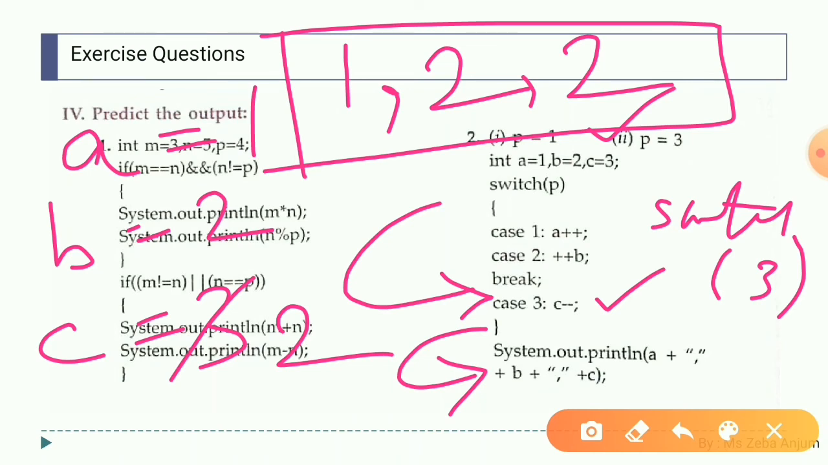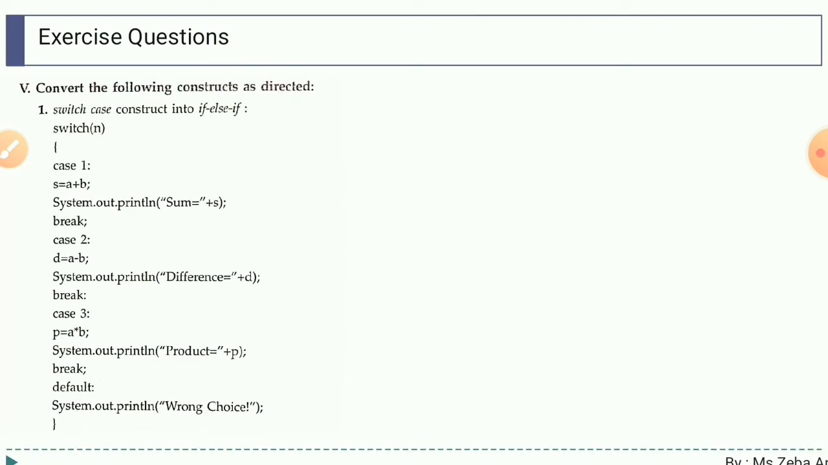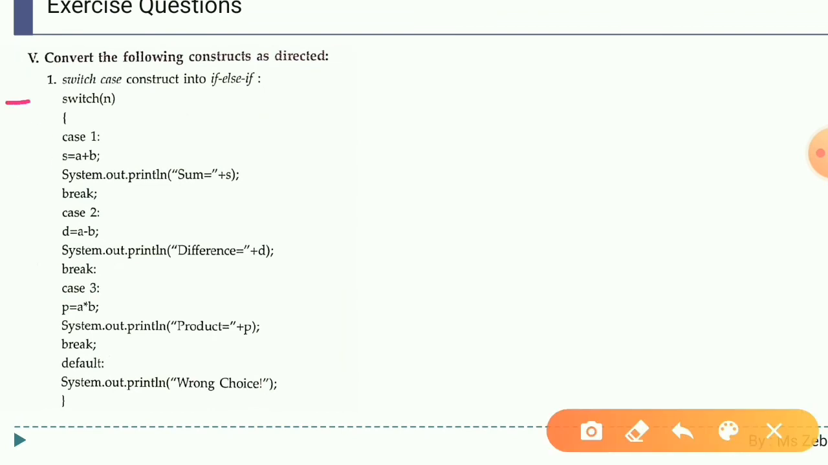Okay, now let us move forward. See now the fifth part. You have to convert the following constructs as directed. The first one, you have to convert the switch case into if else if condition. Firstly see, we are having a switch case over here. In the bracket we are having n. So we are going to compare the value of n by these cases 1, 2, 3. Only 3 cases we are having, and for the default value we are going to put it in your else portion. So now let us try to write down the appropriate code.